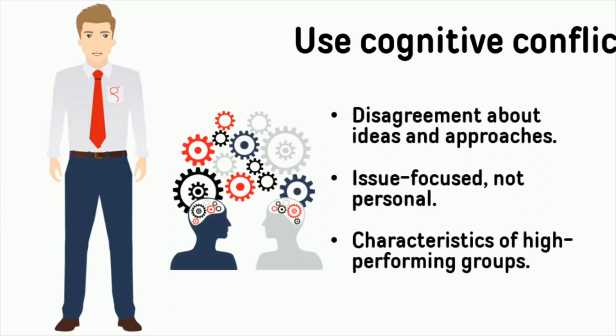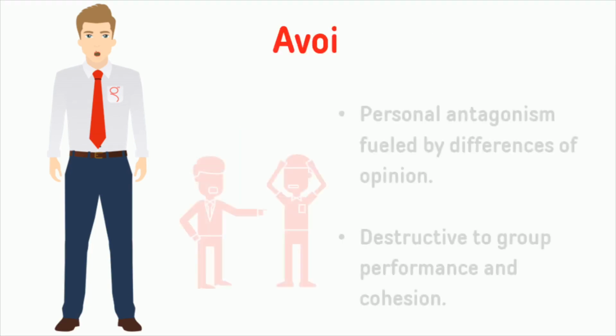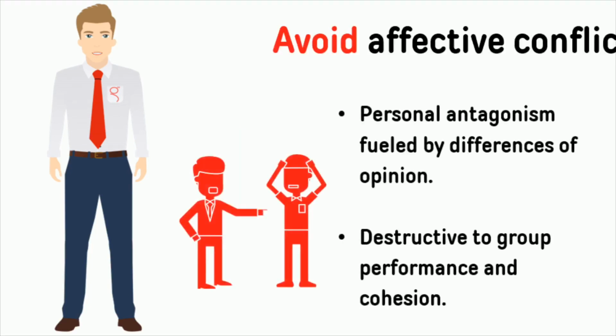Employ cognitive conflict. Engage in disagreements regarding ideas and approaches. Ensure that the focus remains on the issues rather than becoming personal. These are traits commonly observed in high-performing groups. Steer clear of personal antagonism arising from differences of opinion. Refrain from behaviors that can be destructive to group performance and cohesion.